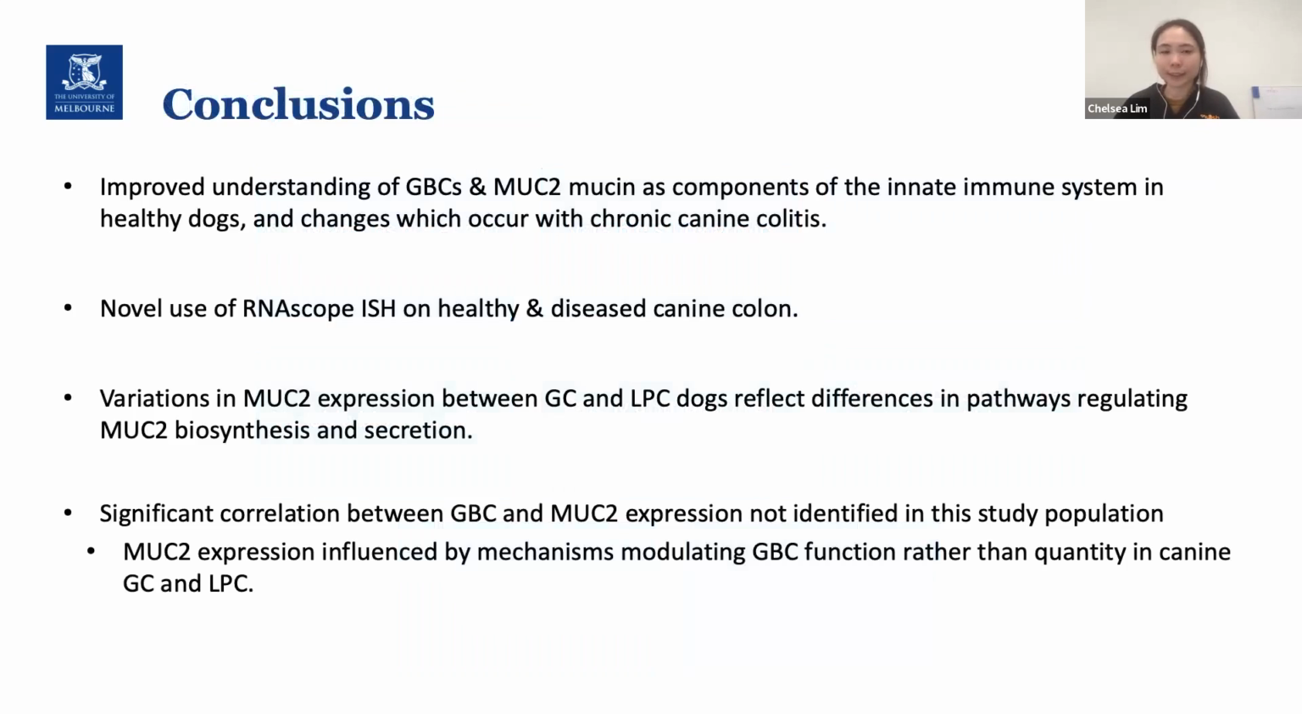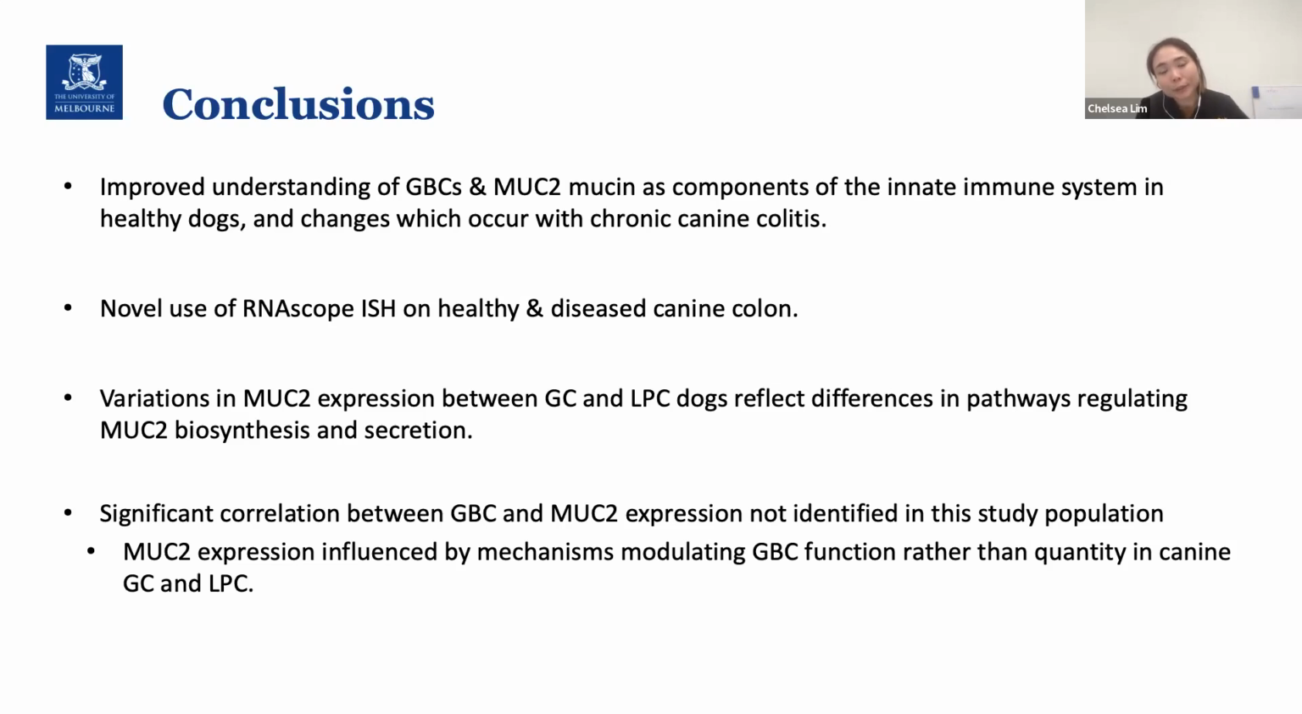In conclusion, this study has provided an exciting opportunity to improve our understanding of goblet cells and mucin as components of the innate immune system in healthy dogs and changes which occur with chronic canine colitis. This is also the first study to explore the use of RNAscope to evaluate MUC2 expression as a marker of mucus health in both healthy and diseased canine colon.